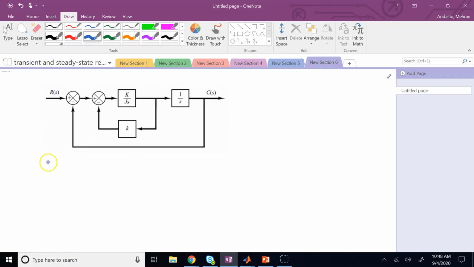So we write it. We want a maximum overshoot of 25%. We want a peak time of 2 seconds. This J here is 1 kilogram meter squared. Let me write it down here actually.